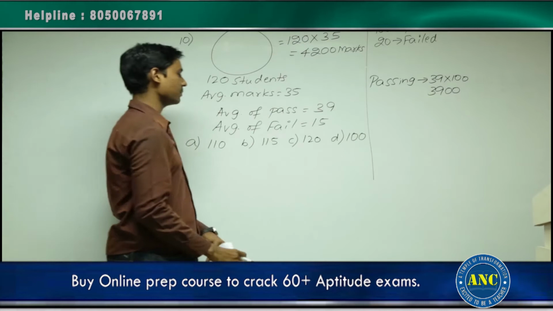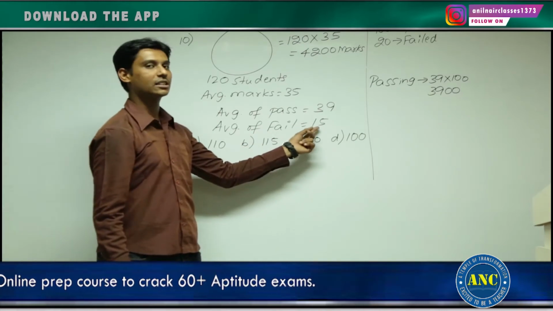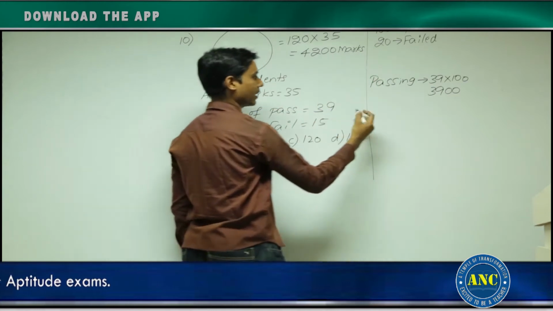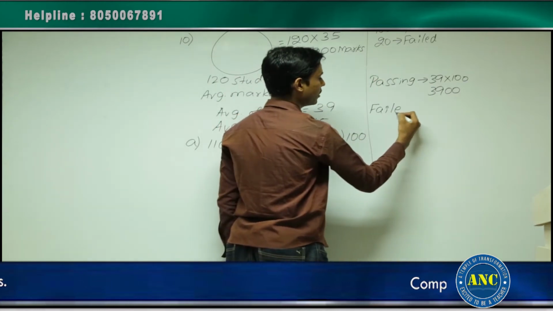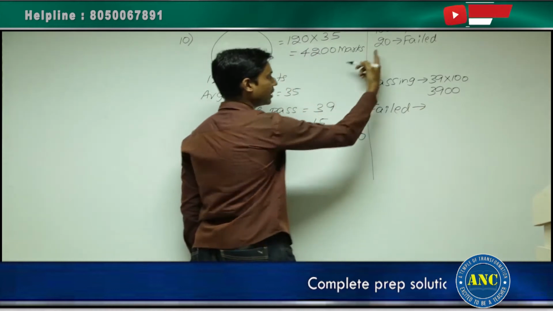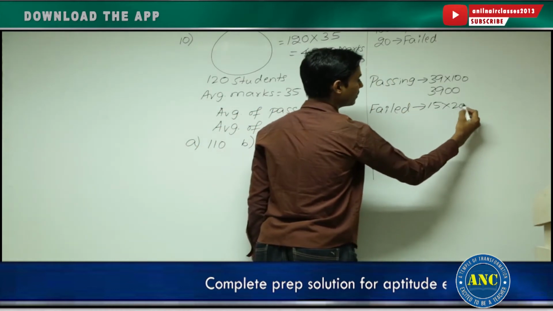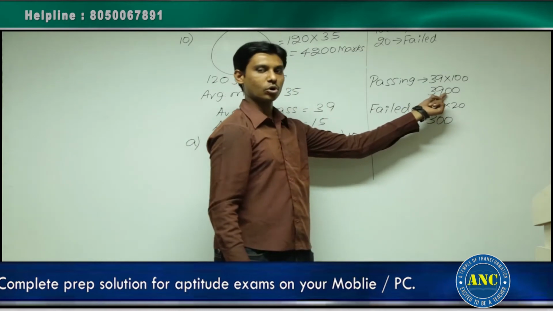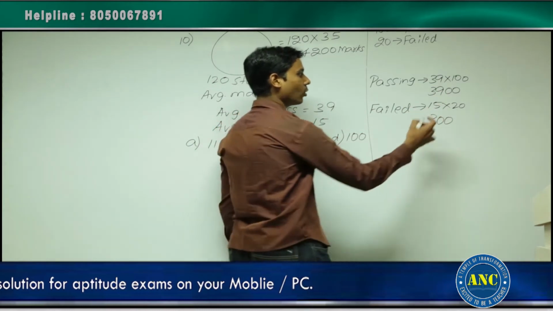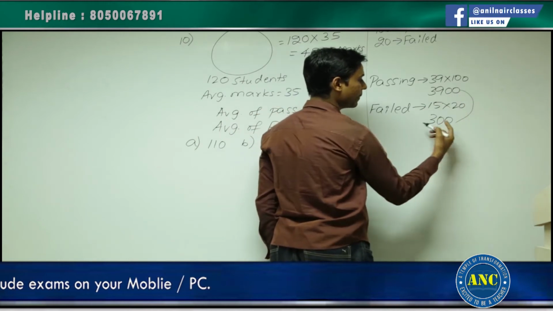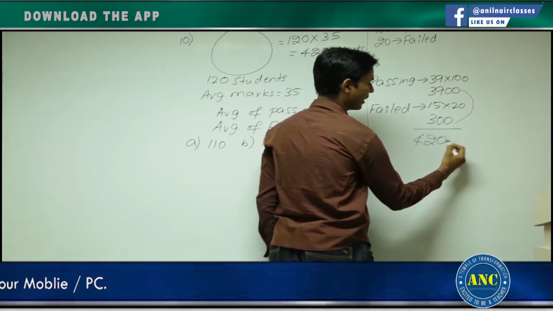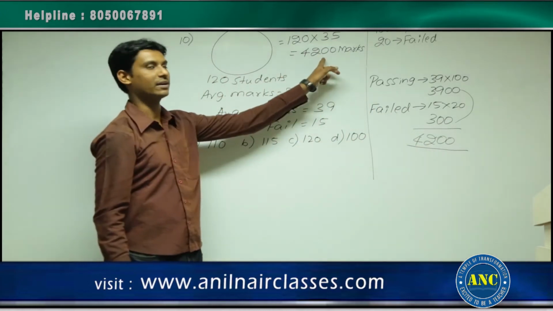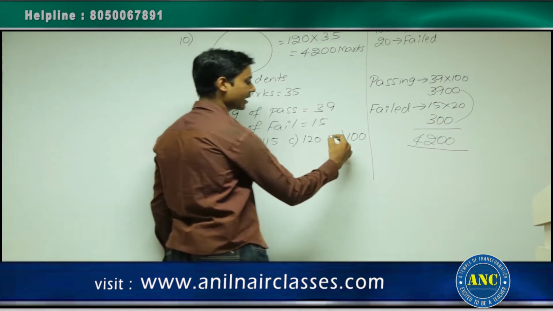The second statement says the average of failed candidates is 15. There are 20 failed candidates. All 20 got 15 marks. Total failed marks is 15 into 20. It is 300. Total passing marks is 3900. Total failing marks is 300. What is the total mark? 3900 plus 300. It is 4200. And that is actually matching with the total marks of the given data. That means our assumption of 100 is correct.